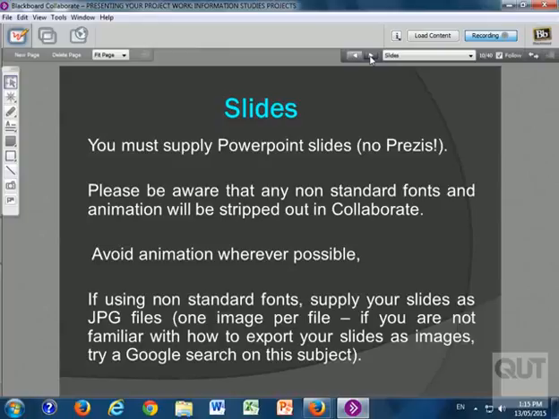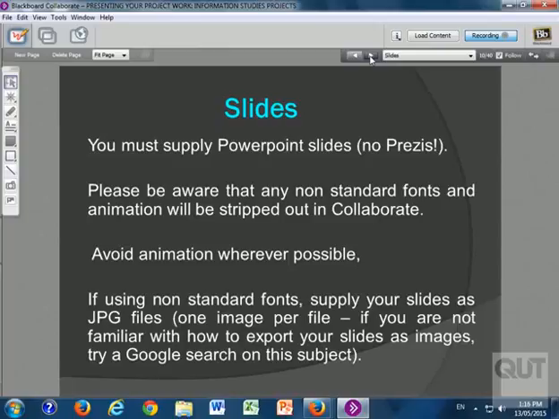I mentioned there non-standard fonts and animation. So this is what Collaborate will do. Collaborate won't react very well to things that are a little bit overly creative. So don't use animation. The movement sometimes just won't translate too well to Collaborate, and we don't want something like that to affect your ability to do the presentation.